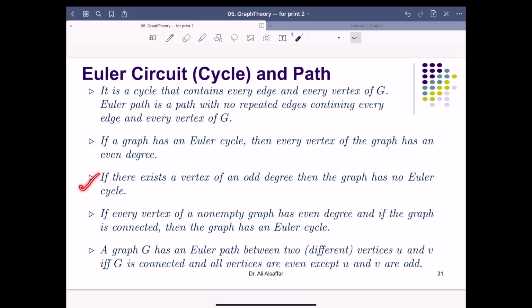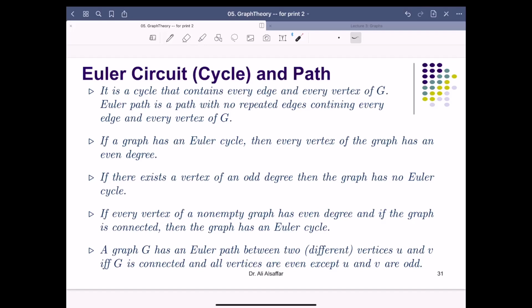This is now the contrapositive of the definition, and we will use it for testing whether a graph has an Euler cycle or not. Remember the contrapositive? You swap the hypothesis and conclusion, and you take the negation of both sides. So what is the negation of every vertex of the graph having an even degree? If there is a vertex of odd degree, then the graph has no Euler cycle. So this can be used for testing that a graph does not have an Euler circuit.